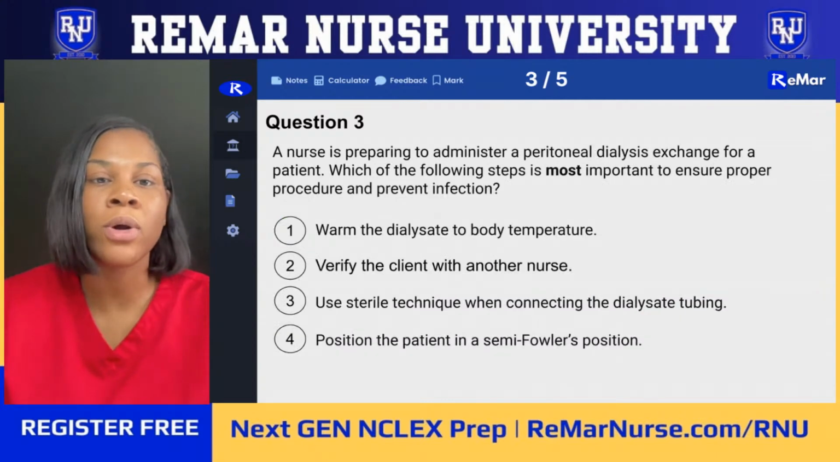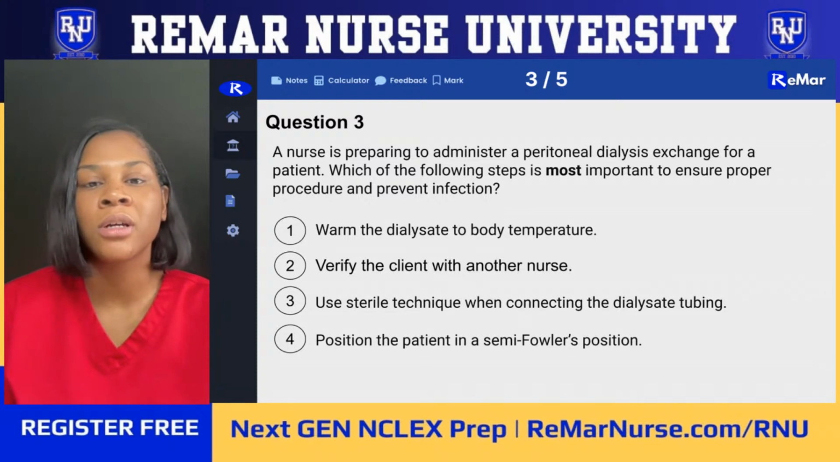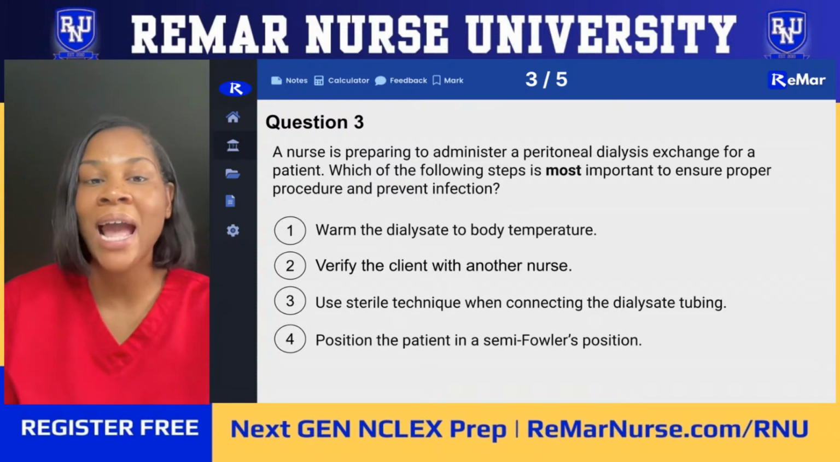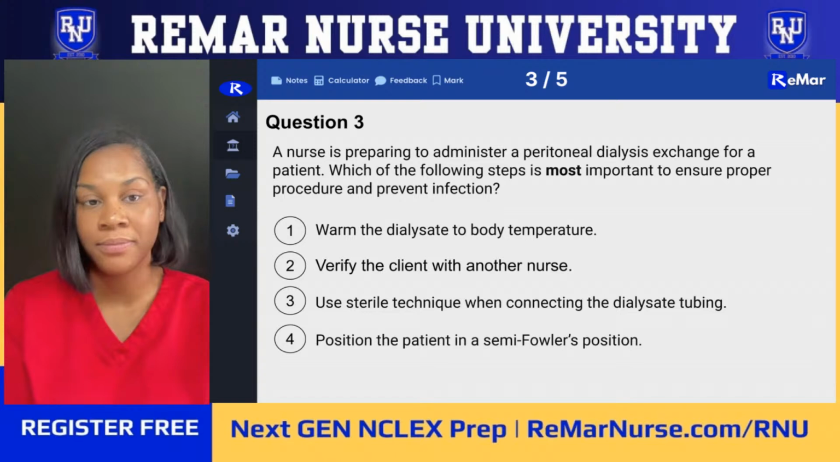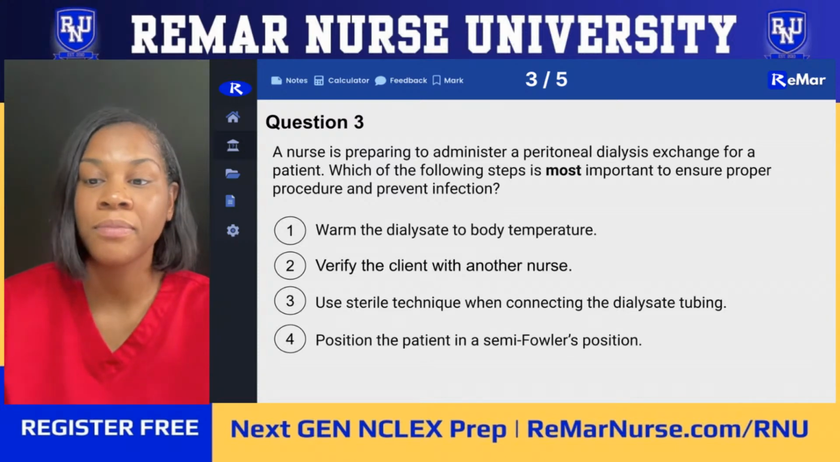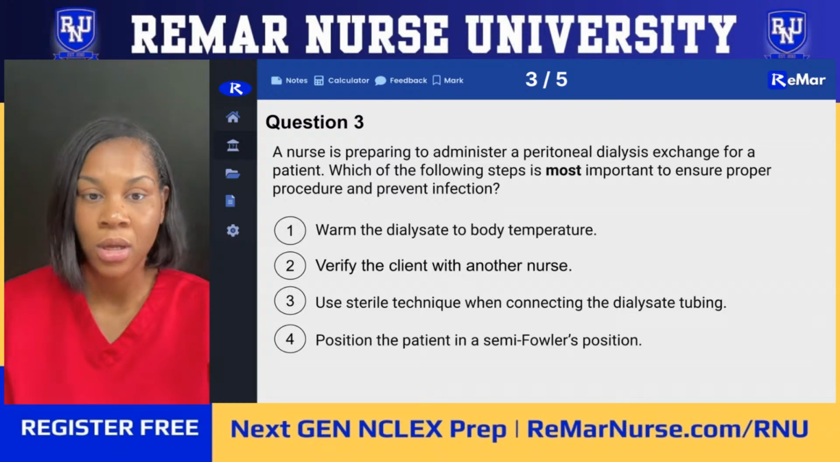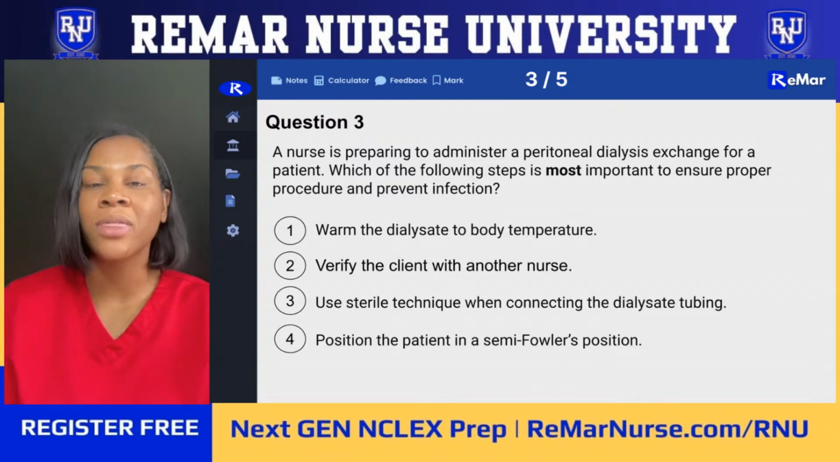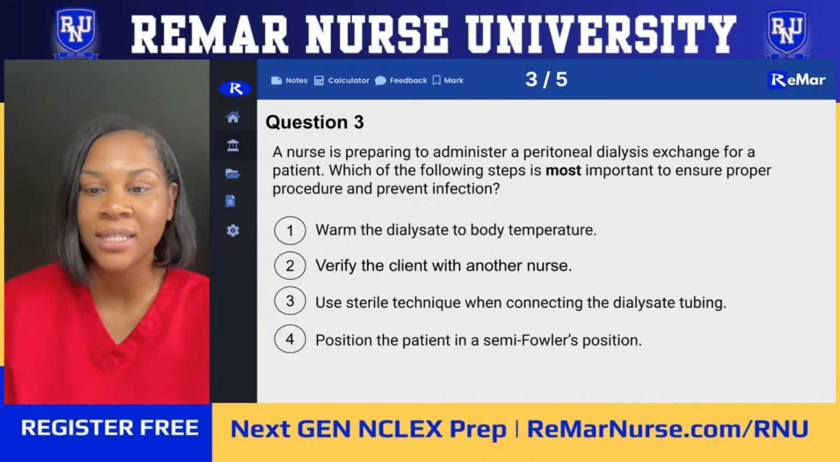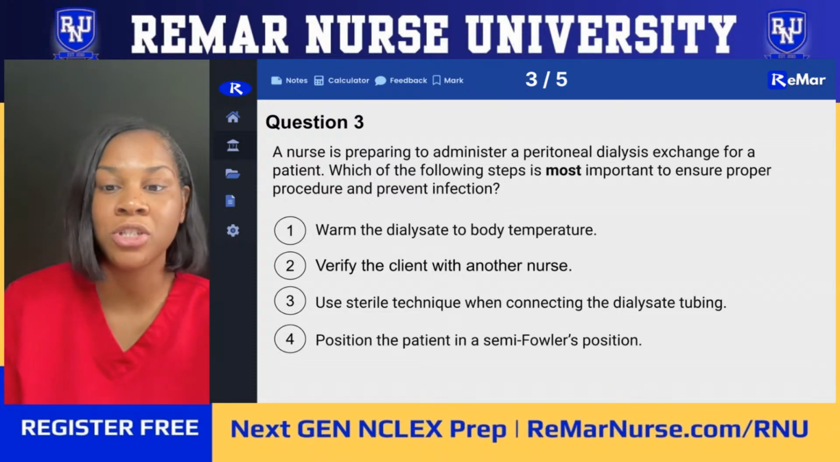Okay, I'm moving on. Question number 3 says this: a nurse is preparing to administer a peritoneal dialysis exchange for a patient. Which of the following is most important to ensure proper procedure and prevent infection? Number 1, warm the dialysate to body temperature. 2, verify the client with another nurse. 3, use sterile technique when connecting the dialysate tubing. 4, position the patient in a semi-Fowler's position.